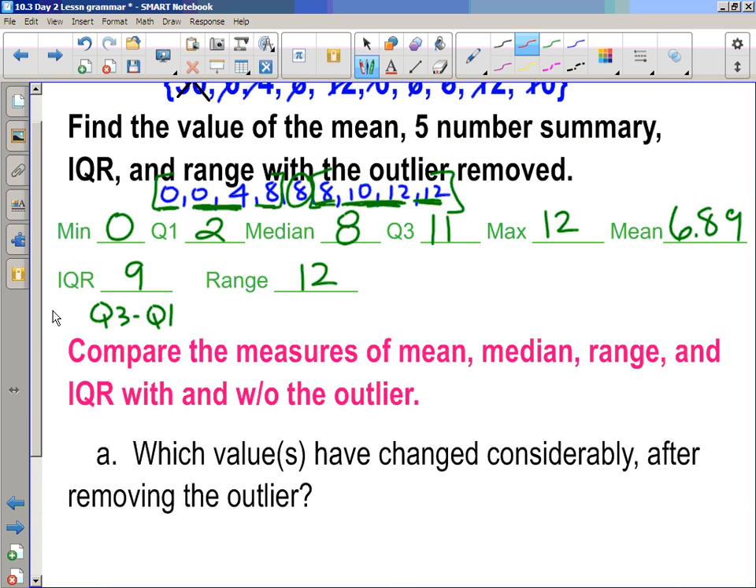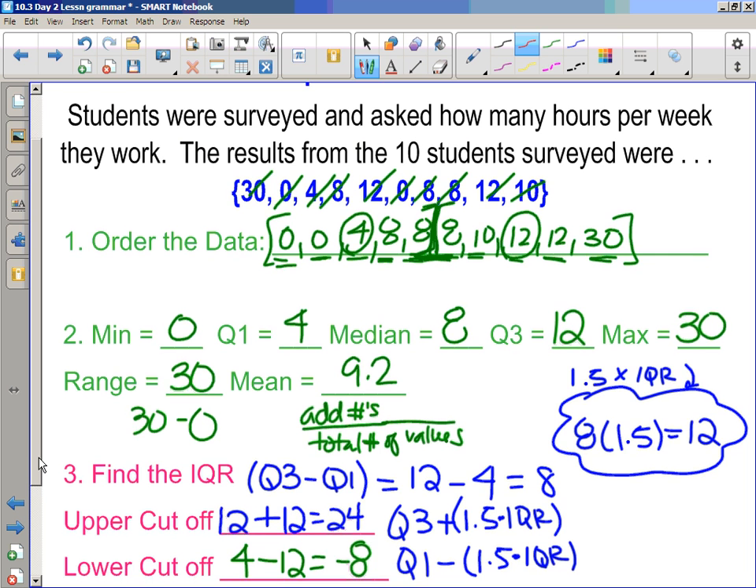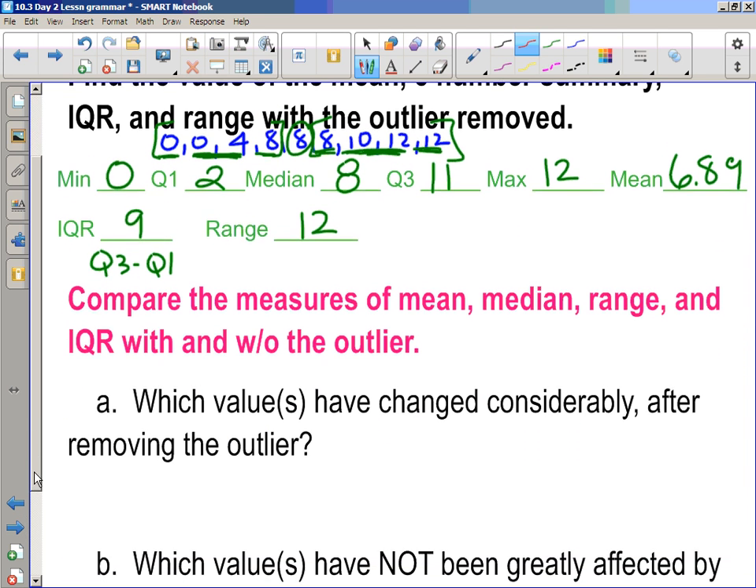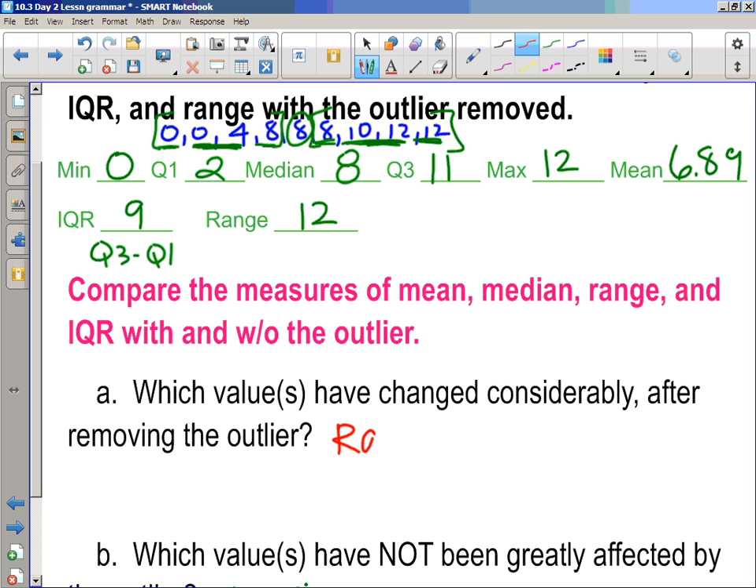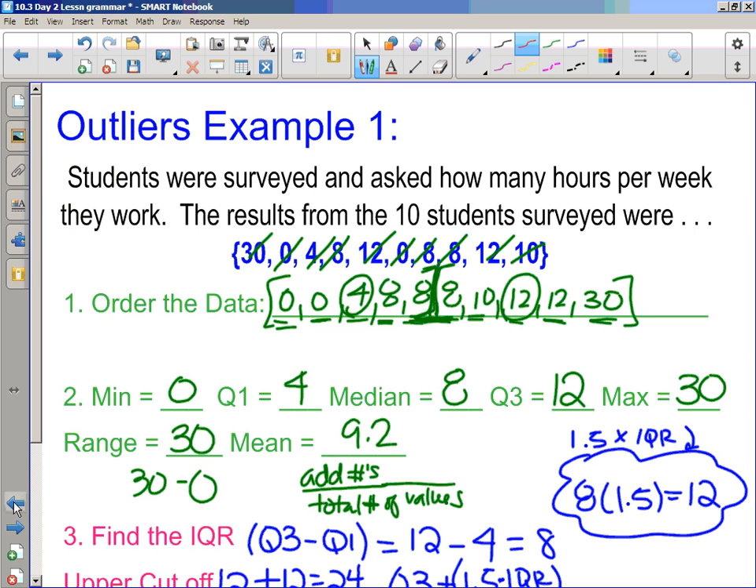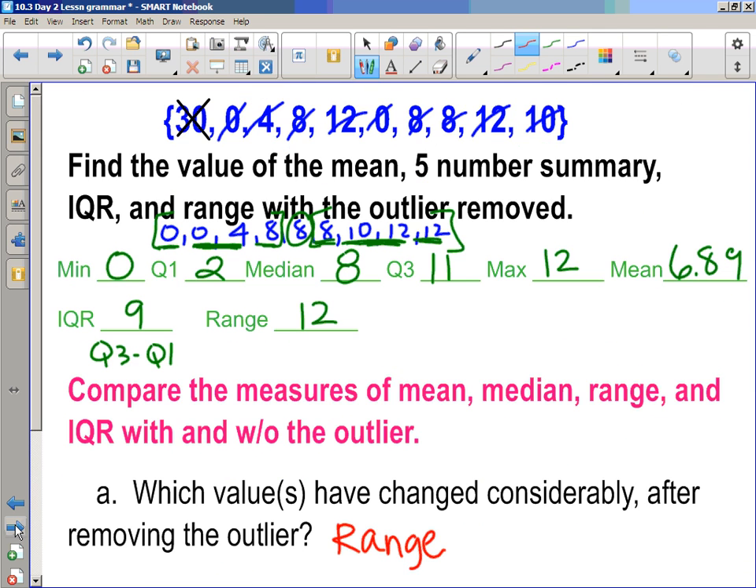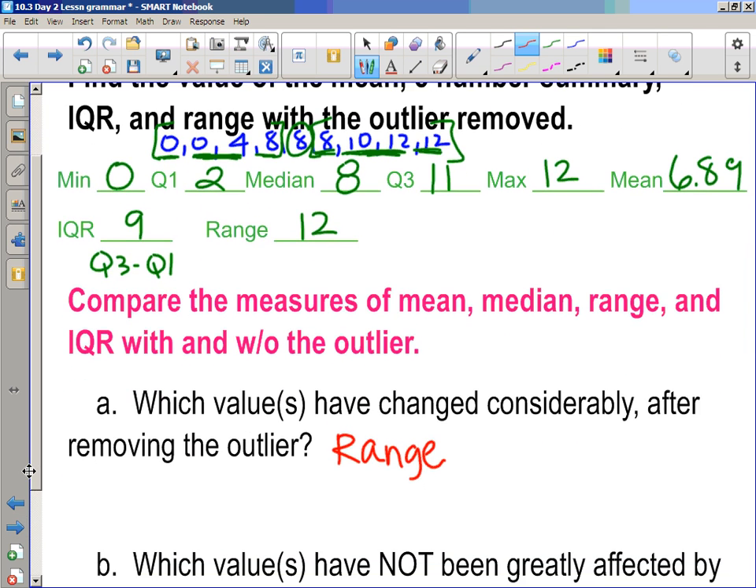Right, let's look at the range next. The range was 30, and now the range is 12. So I would say that's a considerable change. So the range has changed quite a bit. Let's look at our mean for this one. The mean was 9.2, and now the new mean is 6.9. That's a pretty big change for a mean. So the mean has also changed.